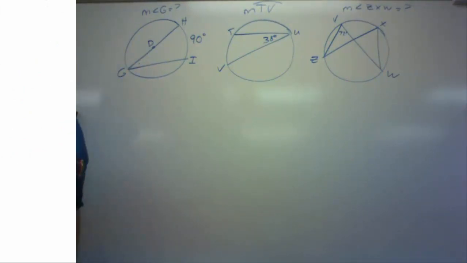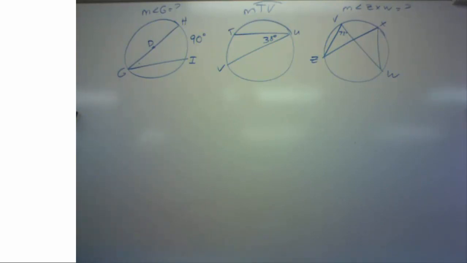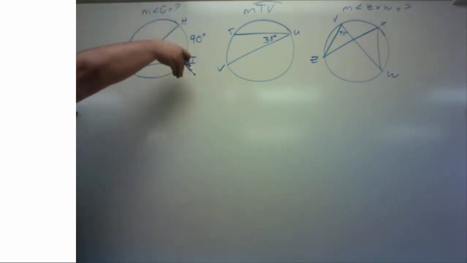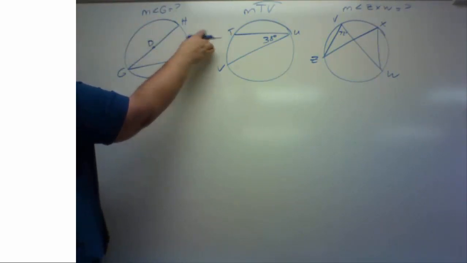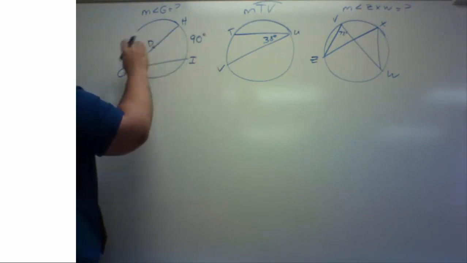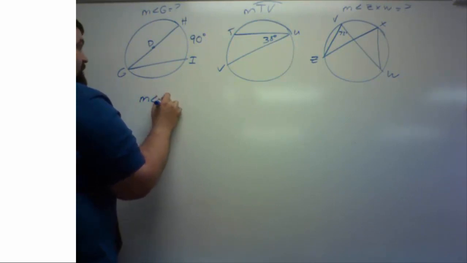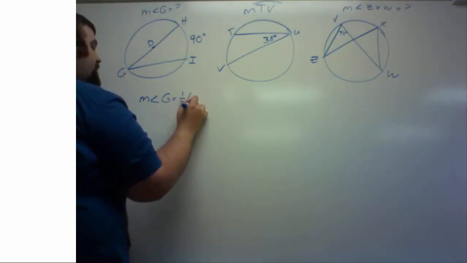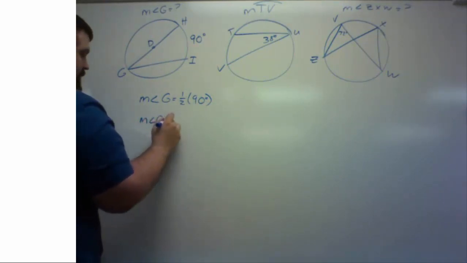Well, is angle G an inscribed angle? Well, yeah, it is. Its corner is on the edge of the circle, and it has sides that are chords of the circle. Yeah, one is a diameter, but a diameter is just a special chord. Oh, and the intercepted arc, HI, is 90 degrees. So the arc and the angle have a relationship. The angle is half the arc. So measure of angle G equals half of the arc measure, 90 degrees. So measure of angle G equals 45 degrees.